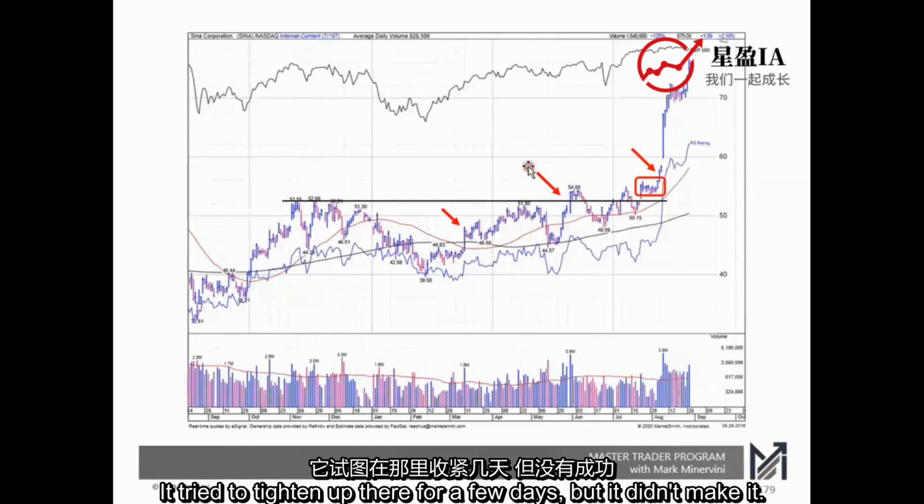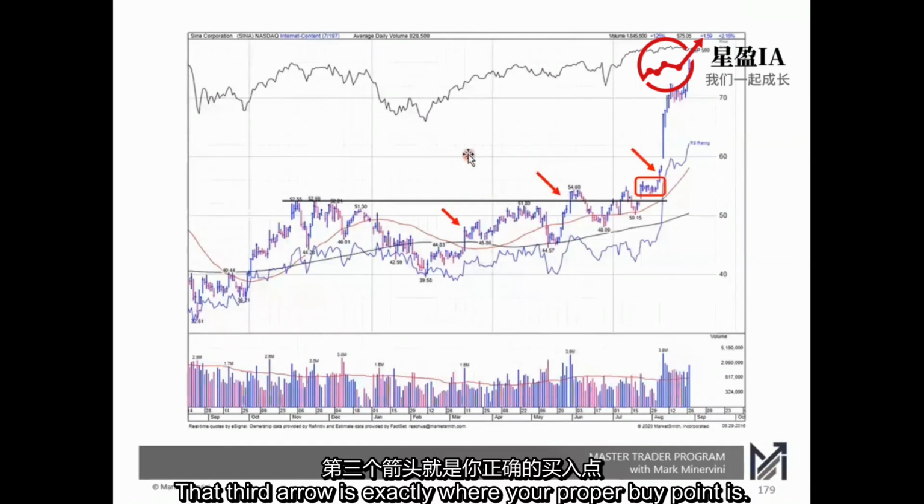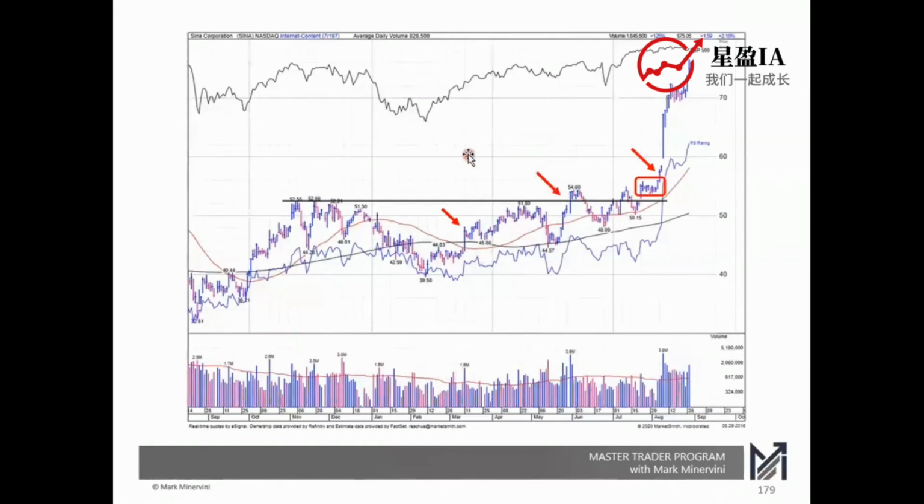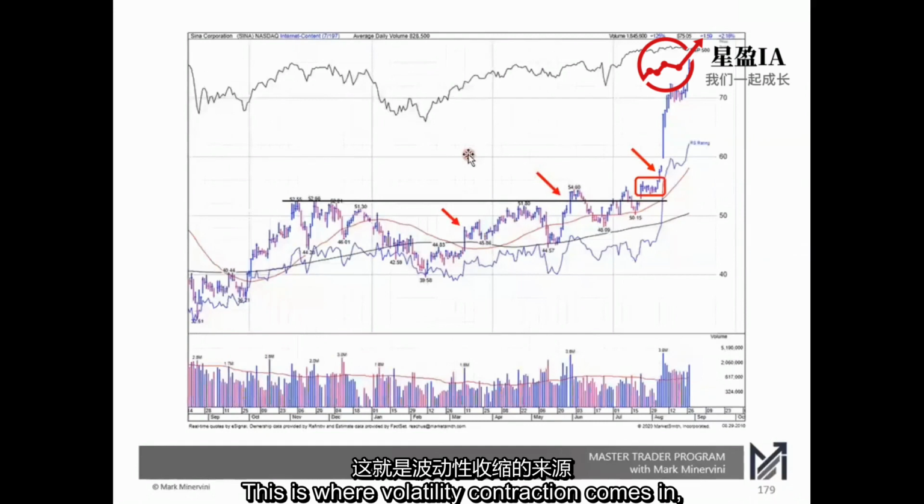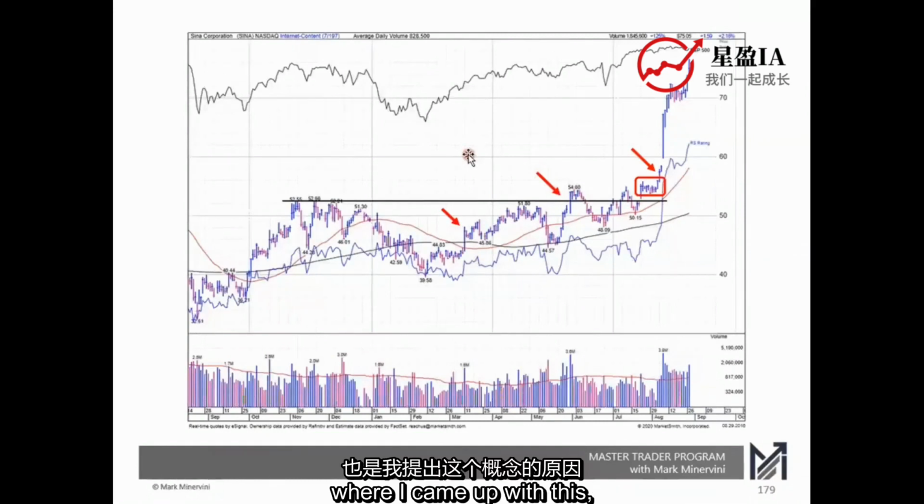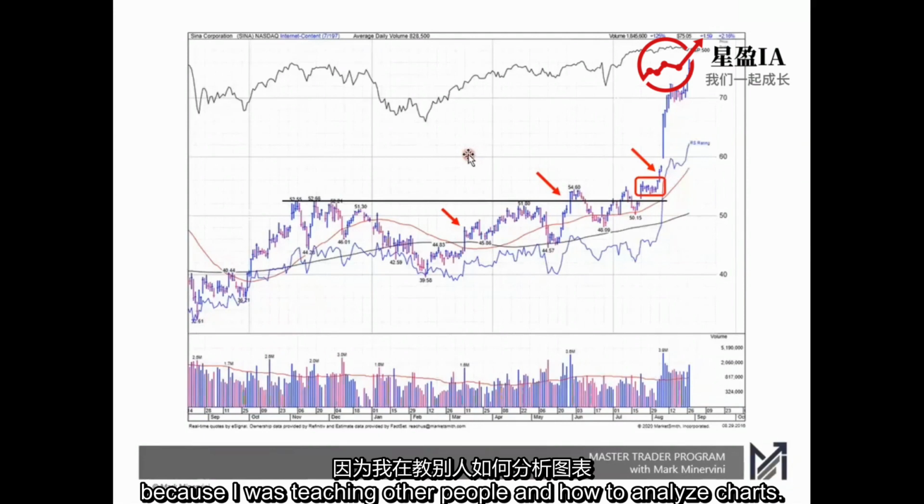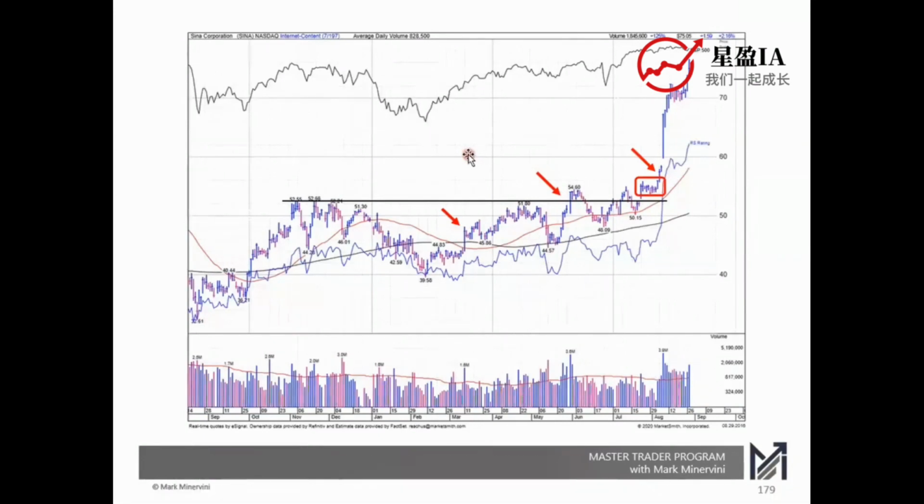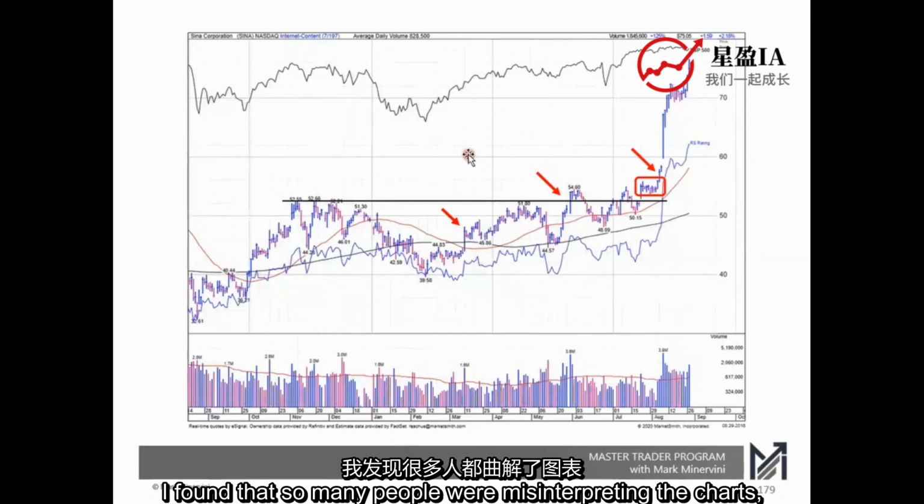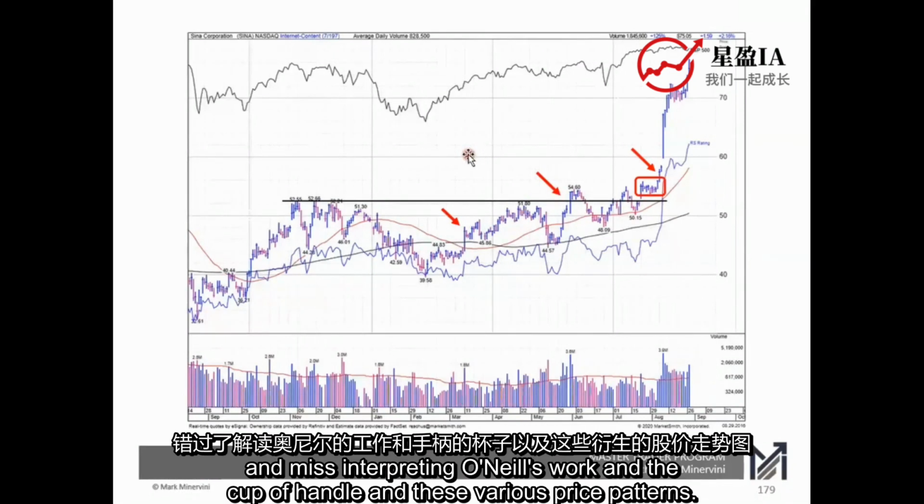And it tried to tighten up there for a few days, but it didn't make it. It came back in. And that third arrow is exactly where your proper buy point is. And this is where volatility contraction comes in, where I came up with this because I was teaching other people on how to analyze charts. And I found that so many people were misinterpreting the charts and misinterpreting O'Neill's work and the cup with handle and these various price patterns.